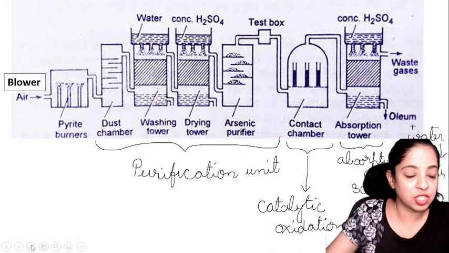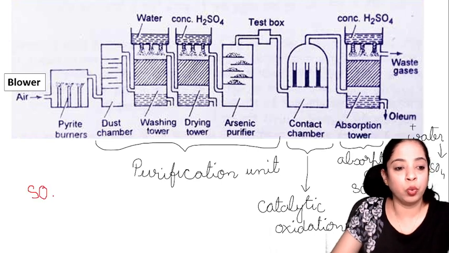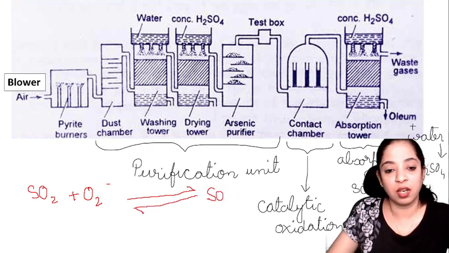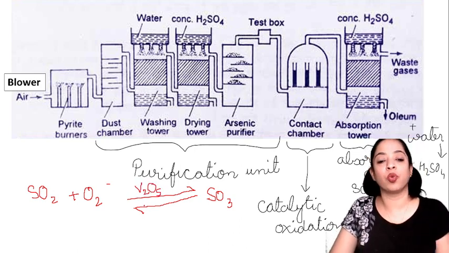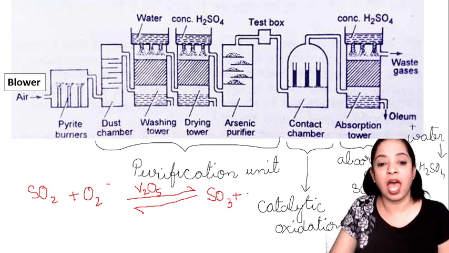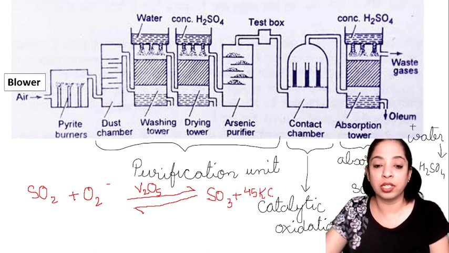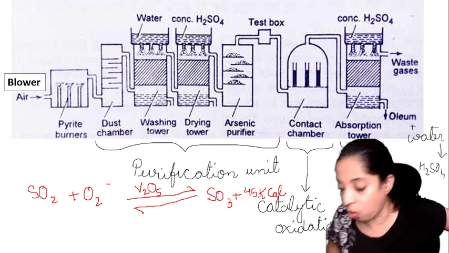So what happens in this chamber? In the contact chamber, your SO2 is getting oxidized to SO3. It is an irreversible reaction. I'm so sorry for the handwriting. It takes place with the help of a catalyst. That is why it is known as catalytic oxidation, and it releases a lot of energy. I think 45 kilocalories of energy is given out. So it is an exothermic reaction. So here catalytic oxidation takes place.